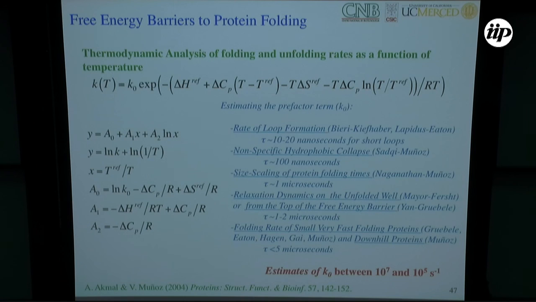There are always going to be upper estimates, okay? So remember that, because you are looking at processes that are supposed to be as fast or even faster. So loop formation gives you 10 to 20 nanoseconds, and these are experiments that have been done by Lapidus, Eaton, Bieri, and Keith Fleber, and several other people.